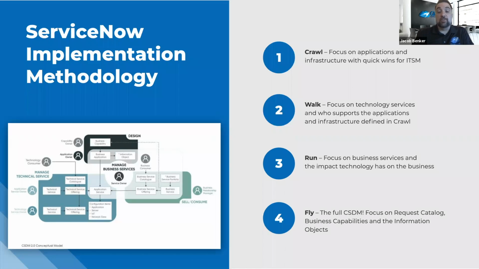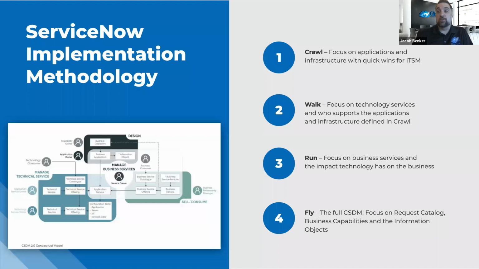And then finally is the fly. And this is where you've got your fully built out common service data model. You've got all your applications, you've got all your infrastructure. You really start building out your business capabilities. Hopefully you're taking advantage of the information objects that were introduced in New York. I think that was a great addition to the CMDB and the common service data model, and building your catalog around the services that you've defined. For today's discussion, we're really just going to focus on the crawl and walk because it really kind of covers all the base tables.